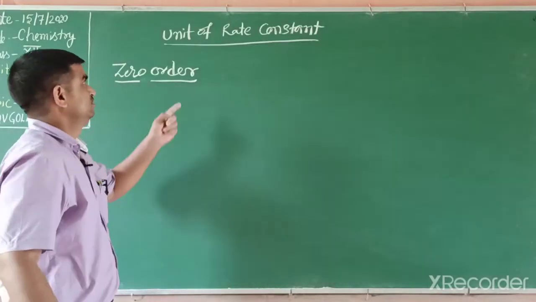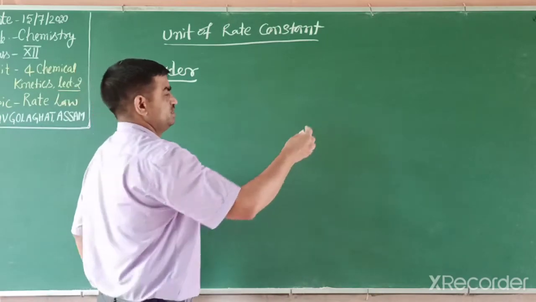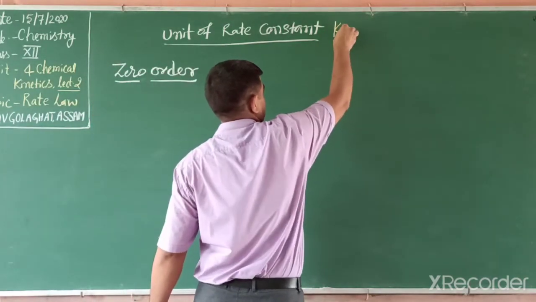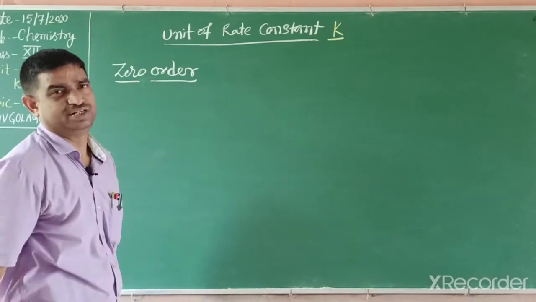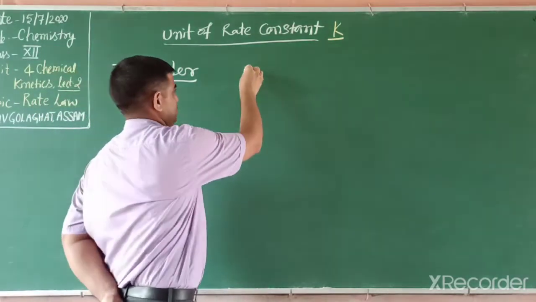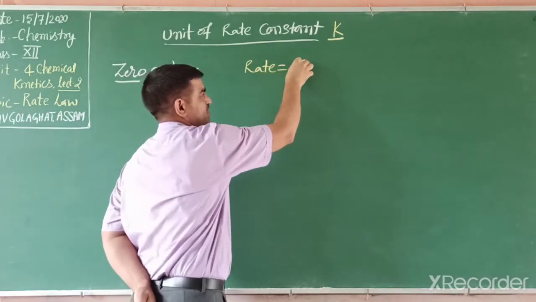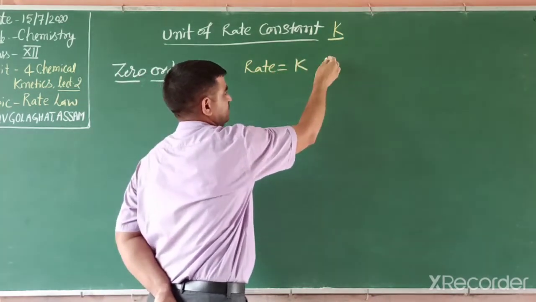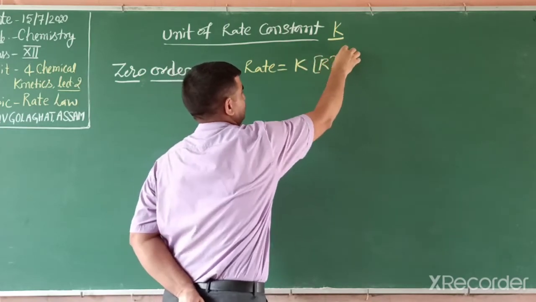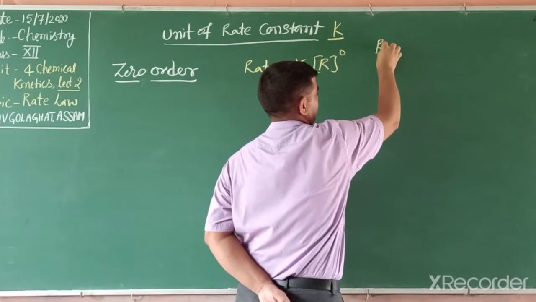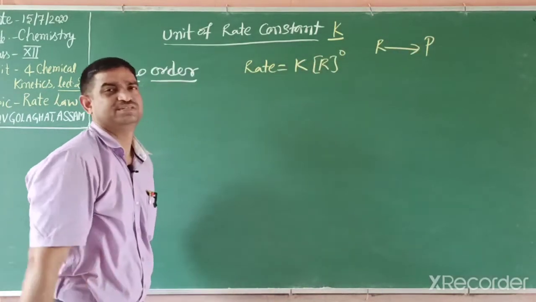For the unit of rate constant, how can we write? Rate constant K unit. What is the unit of rate constant? At first we write for zero order reaction. In a zero order reaction, rate is equal to K times the concentration of a reactant, if you represent it as R, then its power is 0. Suppose a hypothetical reaction R converts into product, then we write it this way.